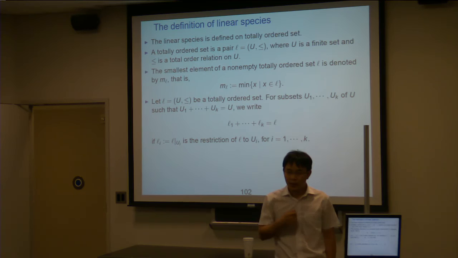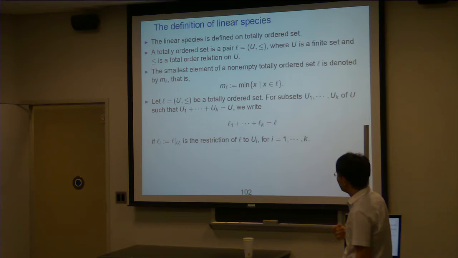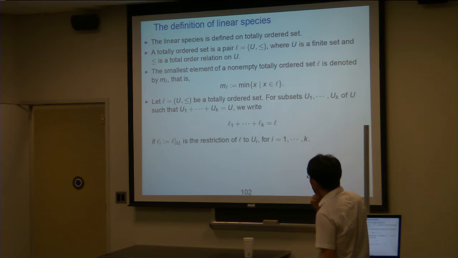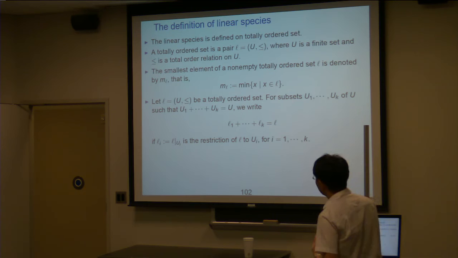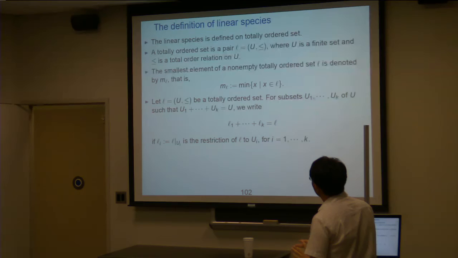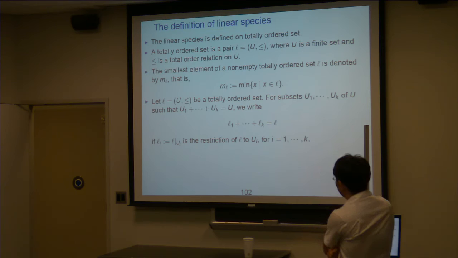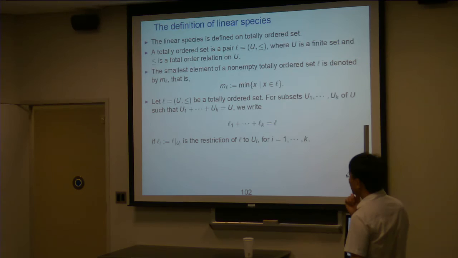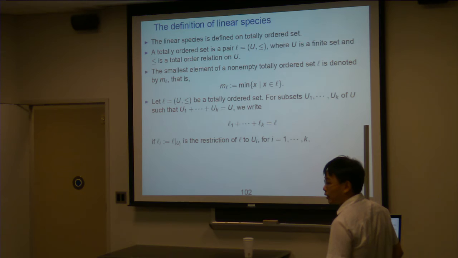Okay, what do you mean by restriction of L to a subset? I mean, he's referring to the orderings on that subset, right? L is the set, not the minimum. Okay. L is U. L is an order set. So he's using order to represent the order set.